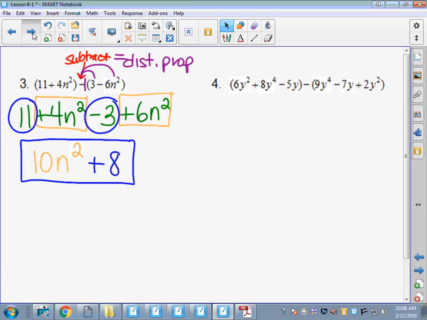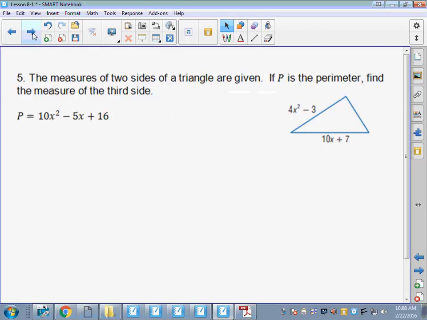All right, let's do this example, and then I'll get to the lesson summary. It says the measures of 2 sides of a triangle are given, 4x squared minus 3 and 10x plus 7. If P is the perimeter given on the left-hand side, find the measure of the third side. Well, how do you find perimeter, right? Perimeter is when you add up all 3 sides of a triangle, but it's only giving us 2 sides. Do we have enough information to find the measure of the third side?